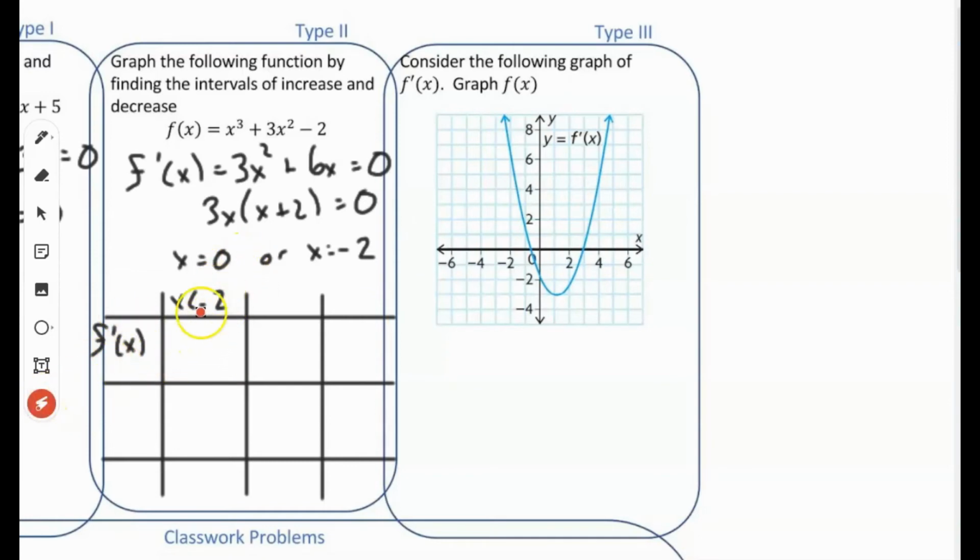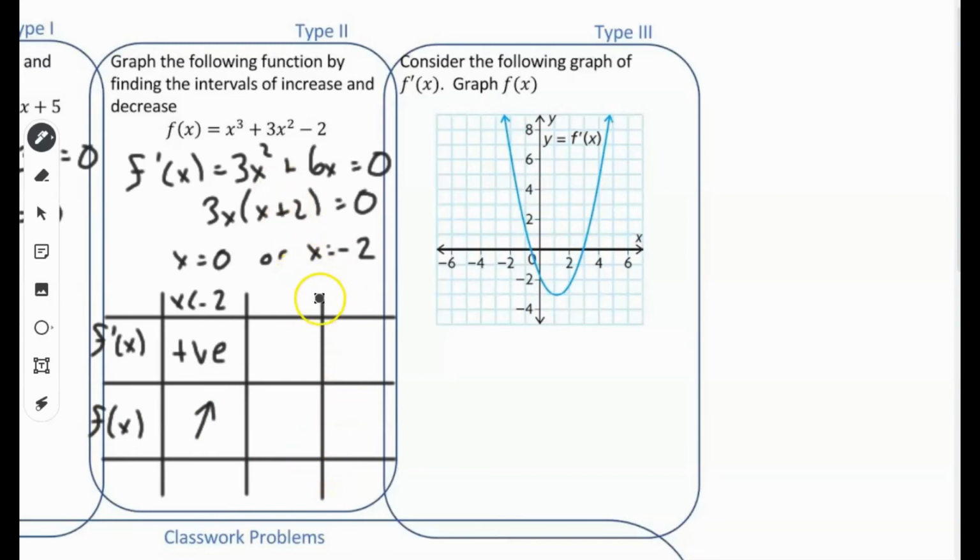So if we take something less than -2, like -3, and we look up here, well, this 3x would become negative, right? 'Cause 3 times -3 is a negative value. And this x plus 2 would also be negative, because -3 plus 2 is also a negative value. And then you have a negative multiplied by a negative. So you don't actually need the exact value. All you need to know is that it is going to be positive. And if it's positive, then our function f at x is going to be increasing.